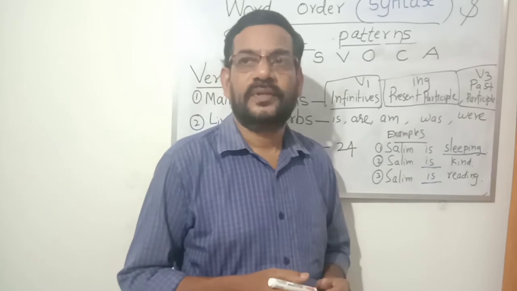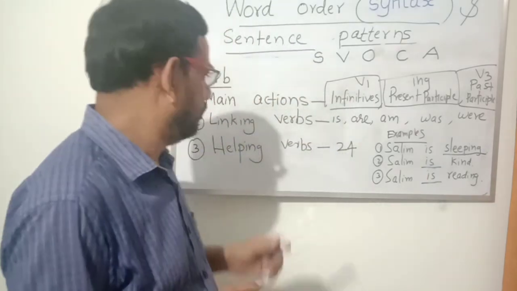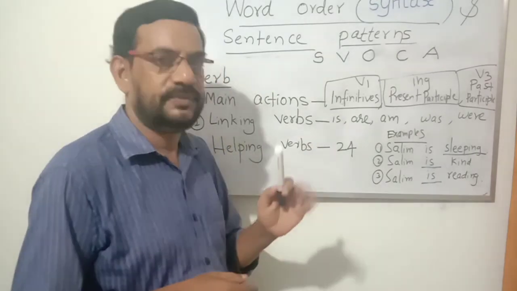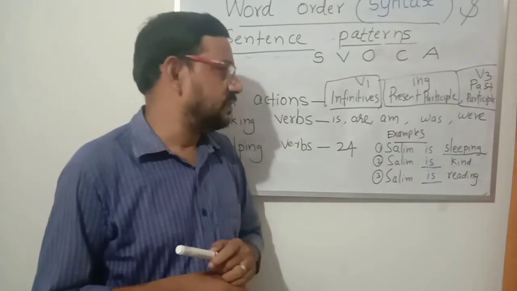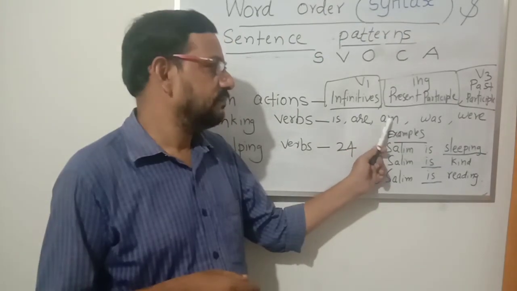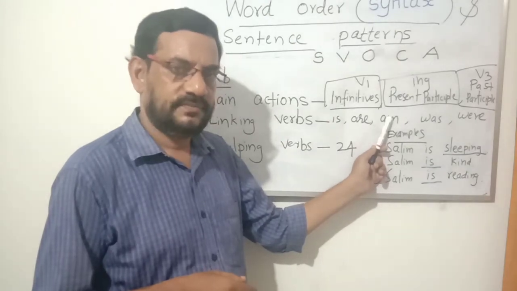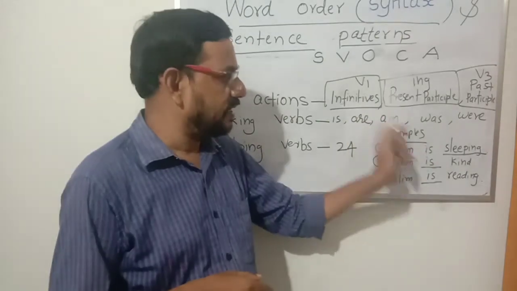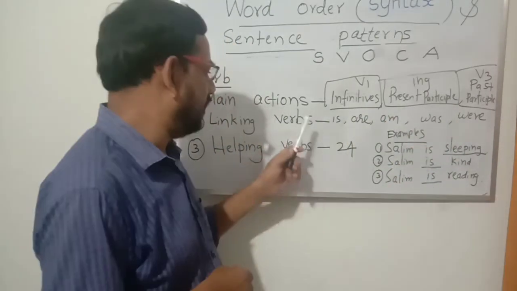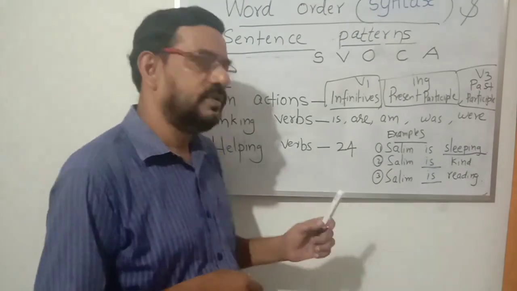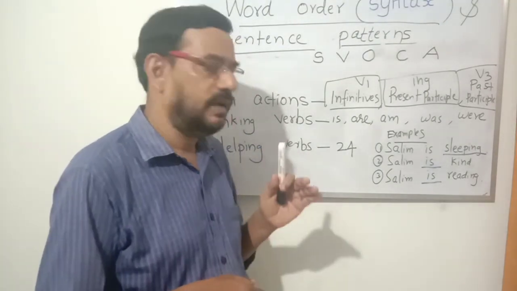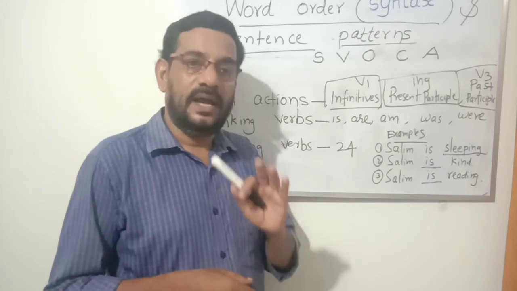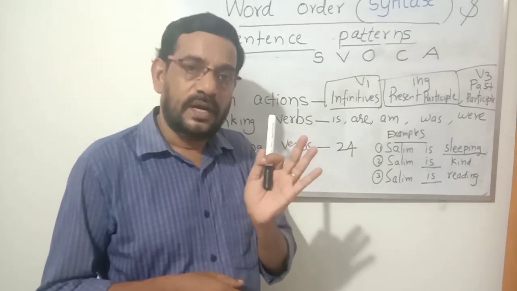So there are three types of verbs. Keep this in your mind. They are action verbs, or main verbs. Linking verbs like is, are, am, was, were. For present condition or present fact we use is, are, am. And for past fact or past conditions we use was and were. These are linking verbs. And the last type is helping verbs. There are 24 helping verbs. These helping verbs are used to make sentences or to support main actions to move or to happen.